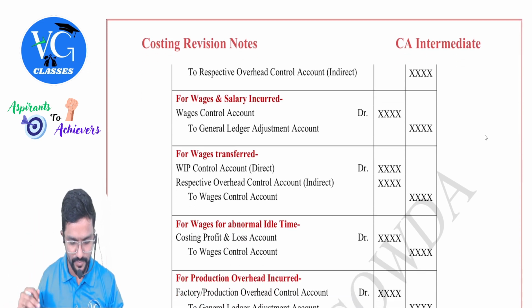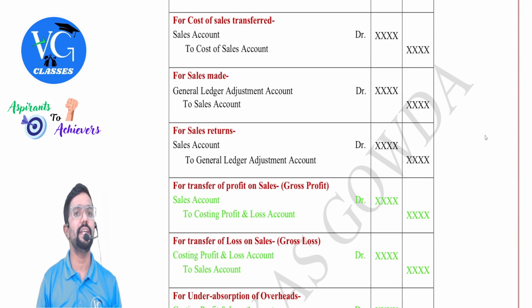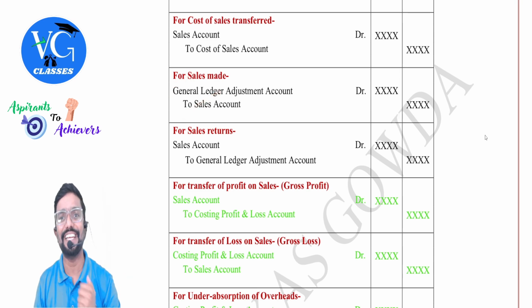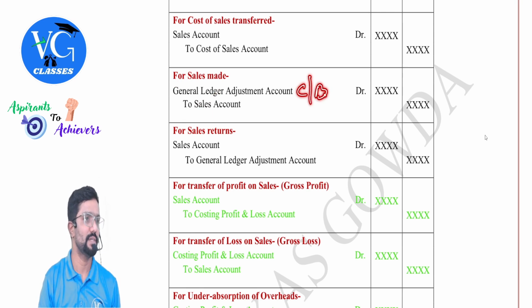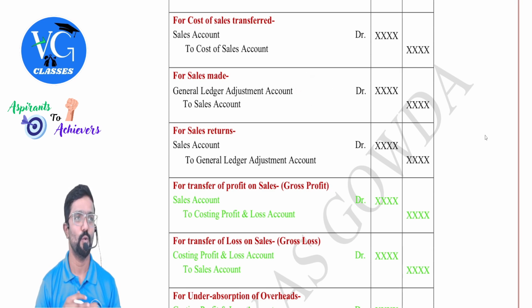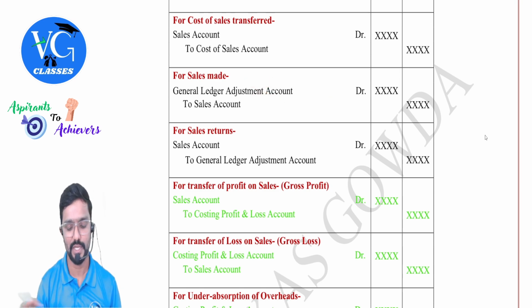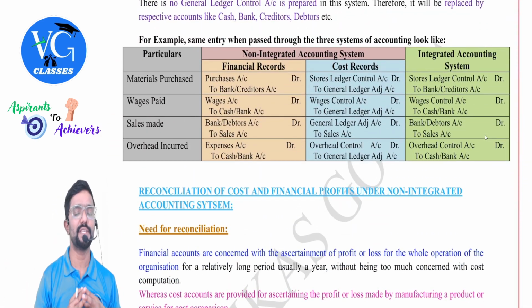Clear. Let us come to sales also. Under non-integrated, what was the entry? General ledger to sales, whether it is cash or credit sales. But under integrated, if it is cash sales, cash or bank to sales account. Sir, what if it is credit sales? Debtors to sales. Hope you understand. Clear? Yes. Same to same copy pasted, but in place of general ledger, we need to bring respective accounts. That's all. Rest all remains the same, guys. I've just given a few examples here.